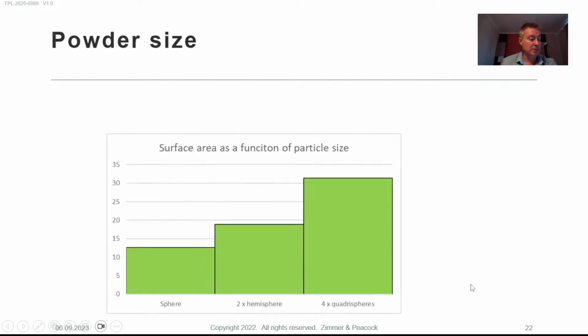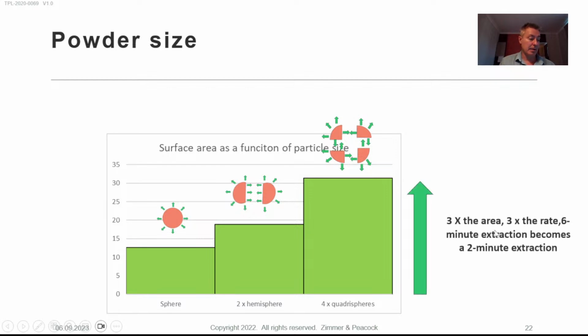If you really want to get a control on that, I would like to show you the impact of this. The rate of dissolution, and therefore the time for extraction, is proportional to the surface area of those powders. As you increase it, for example, in this case by going from a single powder granule to splitting it into 4, I've increased the surface area by approximately 3 times. That would mean if my extraction was originally 6 minutes, I could have brought it down to 2 minutes.